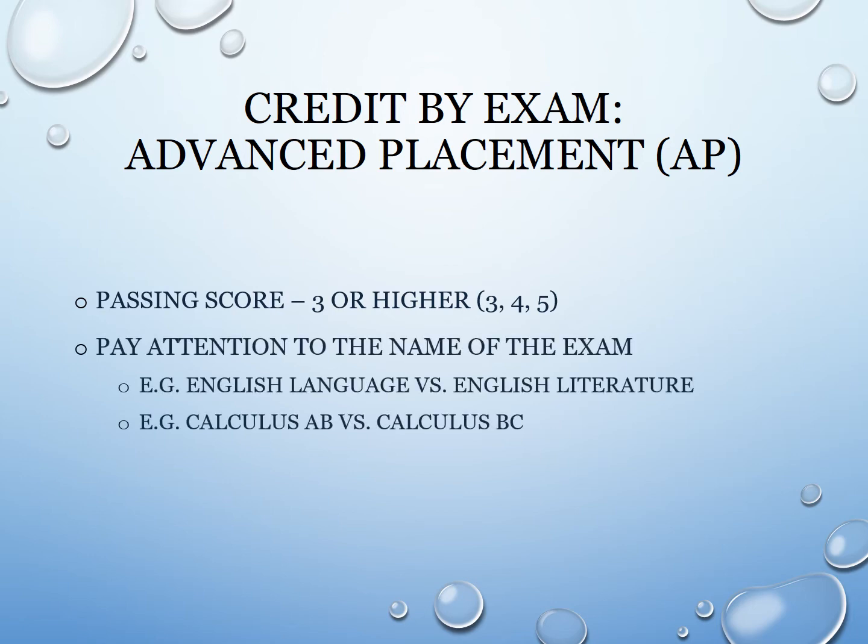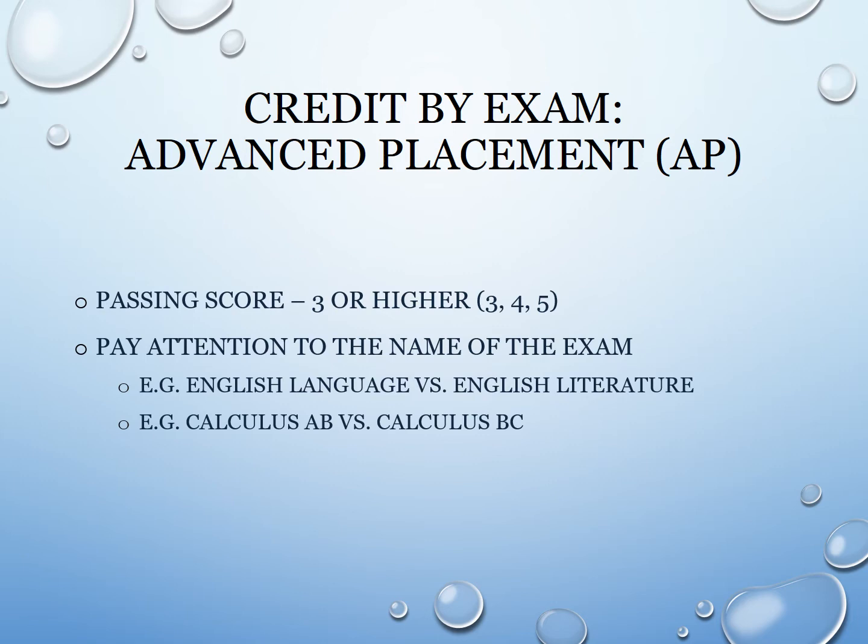You always want to be sure that you're paying attention to the name of the exam. So the ones that are probably commonly interpreted or misconstrued are going to be English language versus English literature, and then Calculus AB versus Calculus BC. The reason I'm bringing this up is because English language, if a student gets a 3 on that exam, they're going to get credit for ENC 1101. If a student gets a 3 on English literature, they're going to get credit for AML 2070.